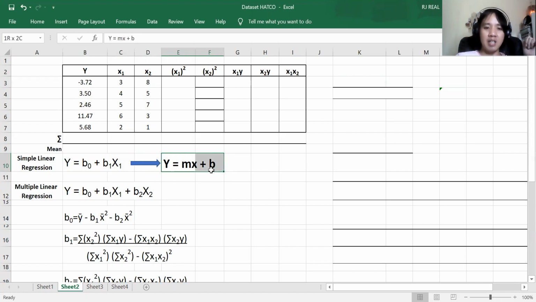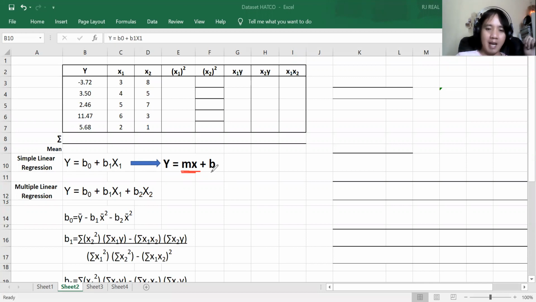And this is the linear function we have encountered in our algebra. Now, observe this one, the beta 0 plus beta 1 times x1. That is, the beta 1 x1 here is the mx in this function. Right? Si mx pala kay mao din na si beta 1 x1.